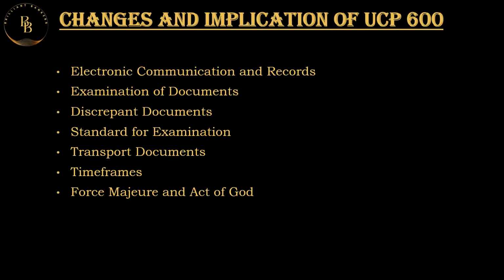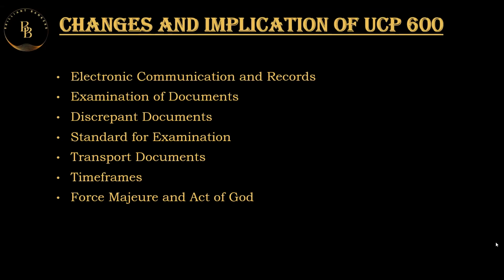What are the changes and the implications of UCP 600 on the banks? The first one is on the electronic communication records. So we will be going through it topic wise. Coming to the electronic communication records, the change in UCP 600 recognized the increasing use of electronic records and allowed for the use of electronic data, records, and signatures. So what was the implication to the banks?